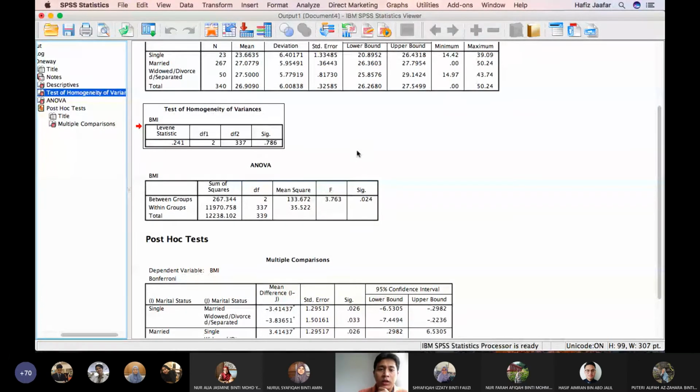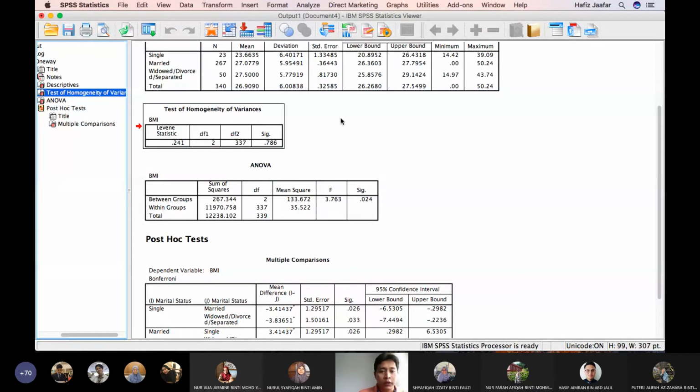So in Levene's test, or test of homogeneity, if the value is more than 0.05, meaning that there is no significant difference and your variance is homogeneous. It is not heterogeneous, it is homogeneous. When it is homogeneous, meaning that you fulfill the assumption for ANOVA. So that is the purpose of Levene's test. That's all, to fulfill the assumption of ANOVA.